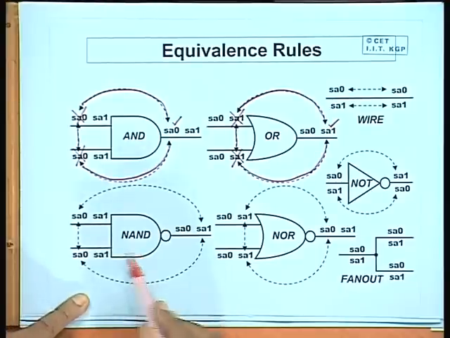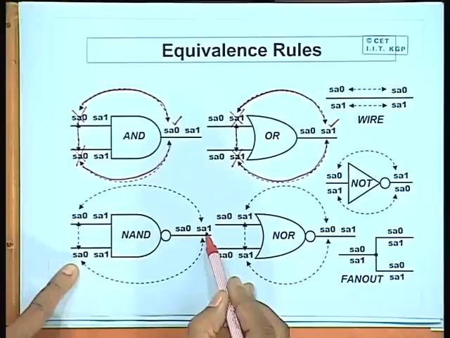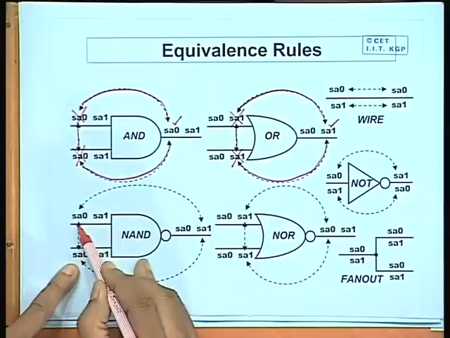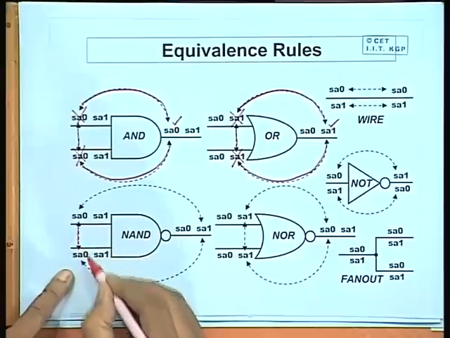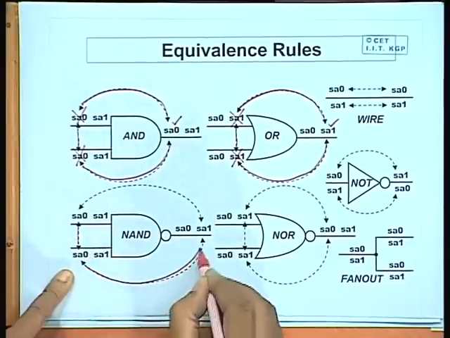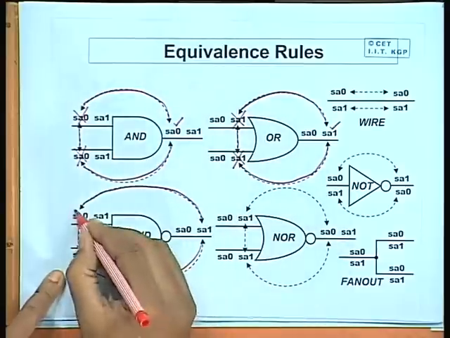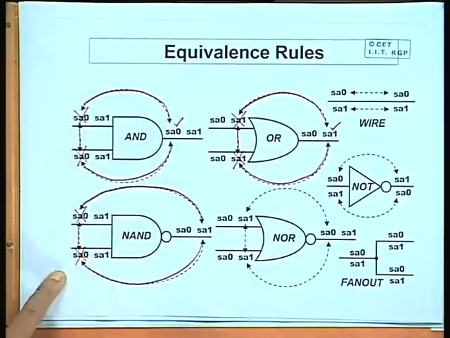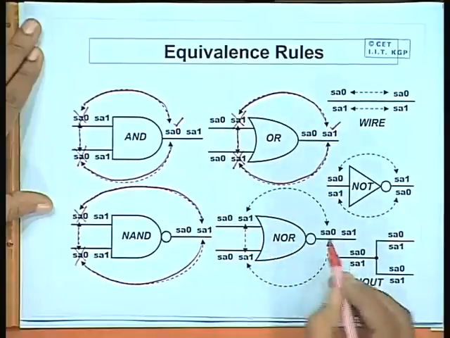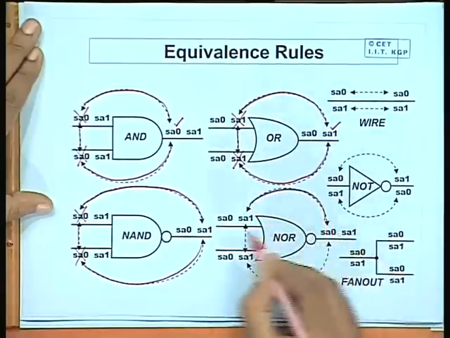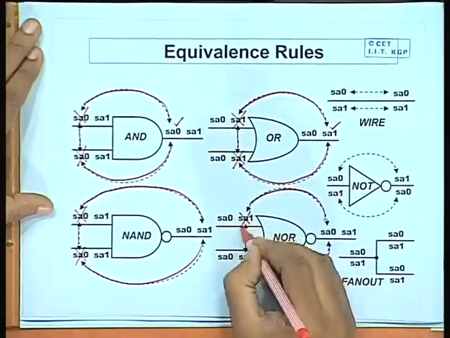Similarly, for a NAND gate, the stuck at 0 in the input and stuck at 1 in the output are equivalent, because if the inputs are stuck at 0, the output will be 1. So, here again you can define this equivalent subset and you can delete these two. Similarly, for a NOR, stuck at 1 in the input and stuck at 0 in the output are equivalent. So, you can delete the stuck at 1s in the input.